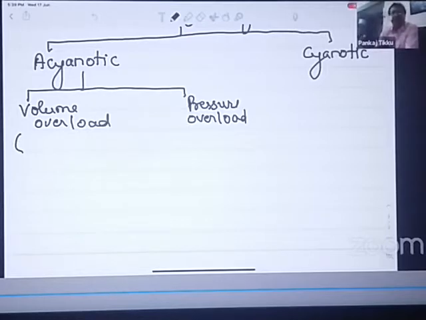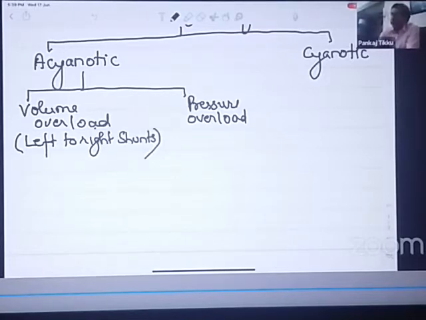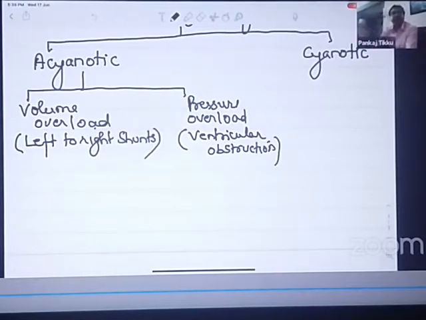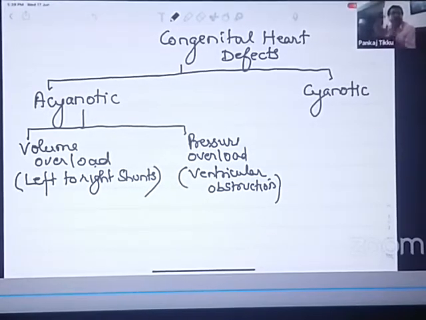Most of the heart diseases which present with volume overload are heart diseases with left to right shunts. So they are primarily disorders with left to right shunts, while pressure overload lesions are lesions which are associated with ventricular obstructions. But one thing that is common in both of these, volume overload and pressure overload, is that they are acyanotic. They do not present with cyanosis.